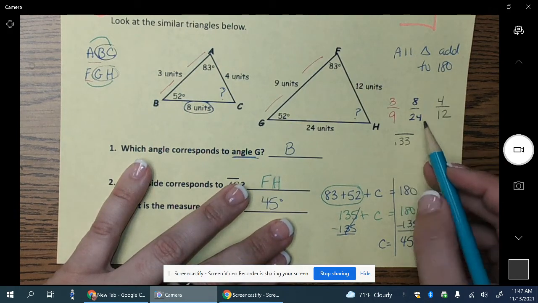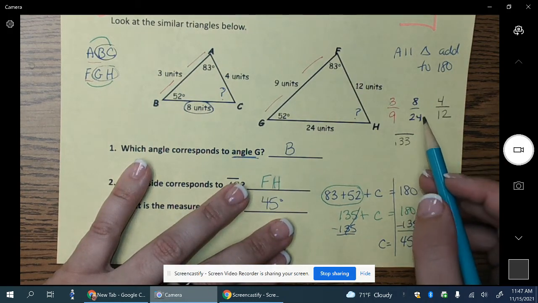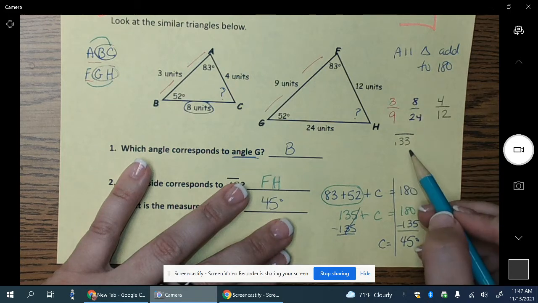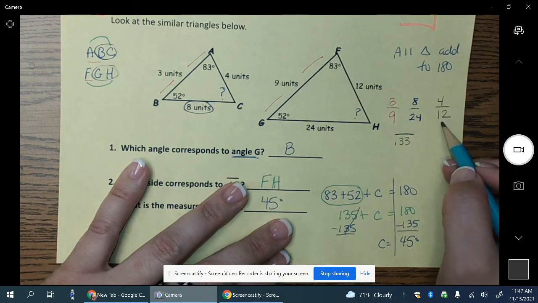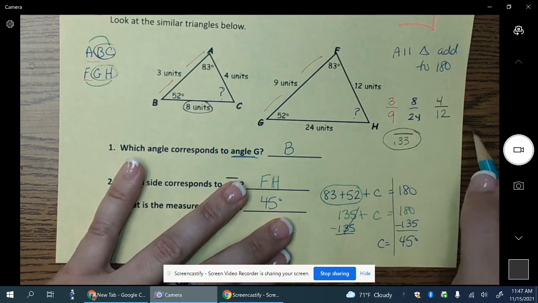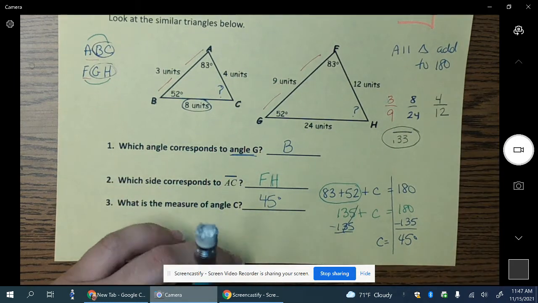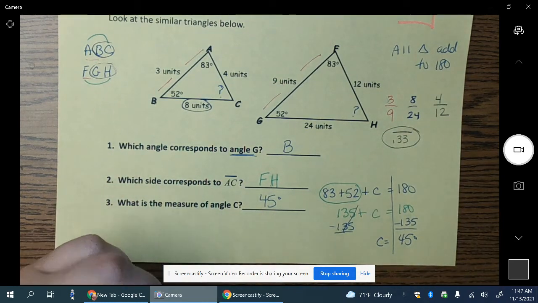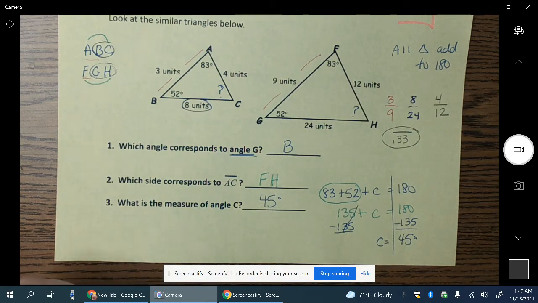Isn't this equal to 1/3? No, it's 0.33. Yeah, 1/3. Okay, 4/12. Isn't that 1/3? What is 1/3? 0.333 repeating. So that's how you know they're similar. They all equal the same thing when you simplify. Okay? Everybody okay with that?